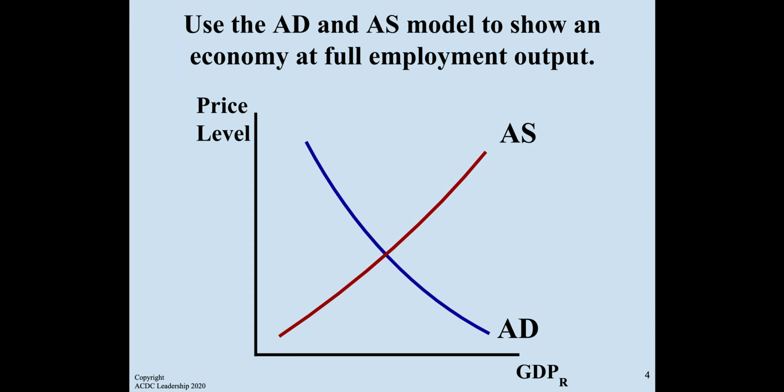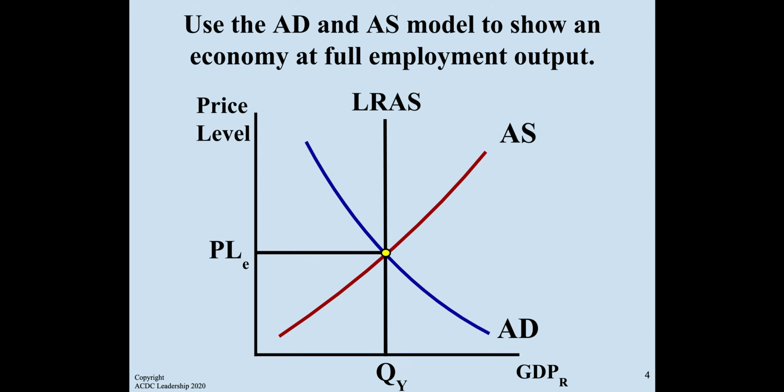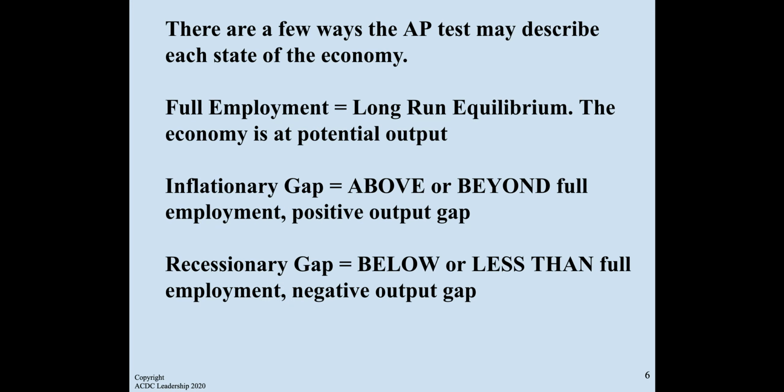Please note, price level is on the y-axis and real GDP is on the x-axis. The price level and the quantity meet at the equilibrium point. This is also where the long-run aggregate supply curve exists. We have what's called output gaps.